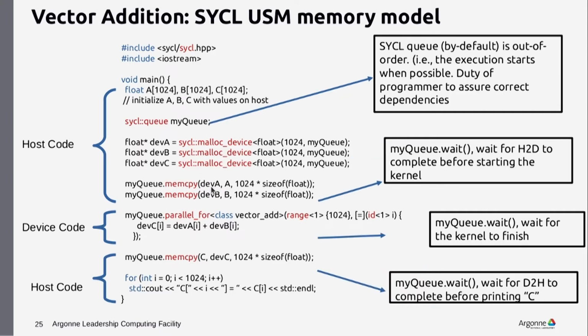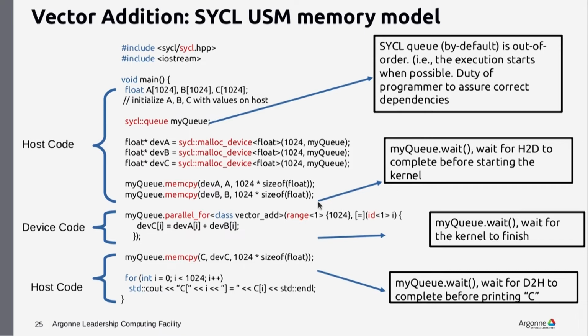So I'll tell you where the synchronization points are. If you see the same code, you create the queue out of order. Again, I was just telling you that out of order queues means that the runtime will just launch whatever it sees. It does not say copy A first or B first, wait for these two to finish, and then launch the kernel, and then wait for the C to finish before you start printing. So none of these dependencies are checked. So it's the duty of the programmer to actually impose waits.